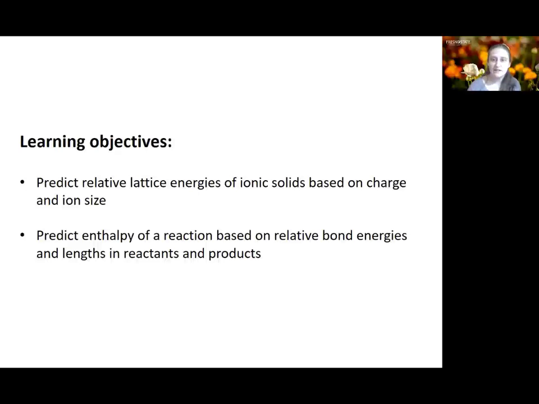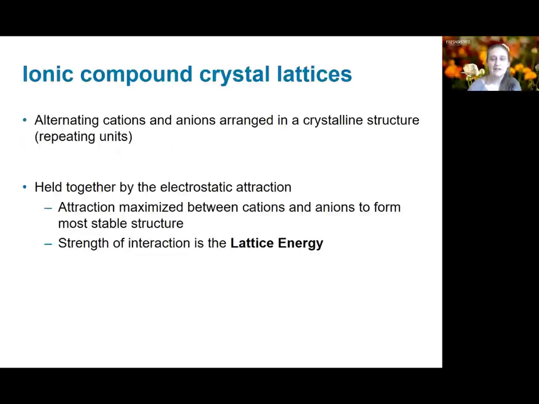So first, we're going to start out looking at ionic compounds. As we know, ionic compounds are alternating lattices of cations and anions, and they're held together through an electrostatic attraction. And the atoms are arranged such that interaction is maximized, and that results in the most stable structure. And we use the term lattice energy to describe the strength of that ionic interaction.